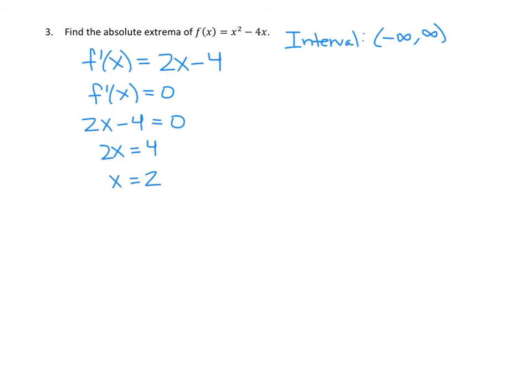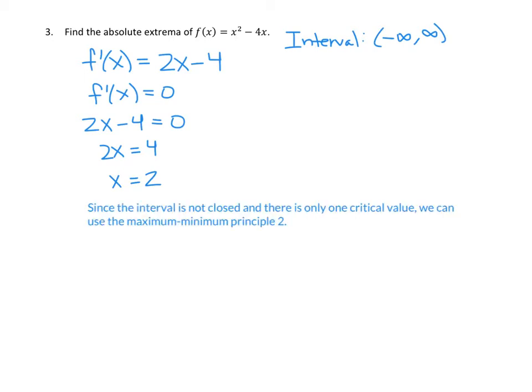Since we are working over the open interval negative infinity to infinity, and we only have one critical value, this allows us to use the maximum minimum principle number 2. What the maximum minimum principle 2 tells us is that since we are not on a closed interval and we have exactly one critical value, then that one critical value is going to be our absolute extrema. To determine whether our critical value is an absolute max or an absolute min, we use the second derivative.